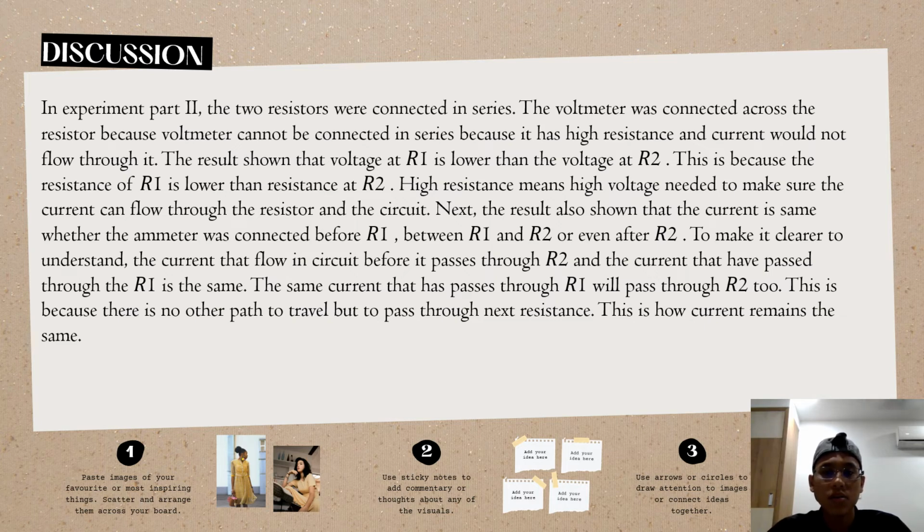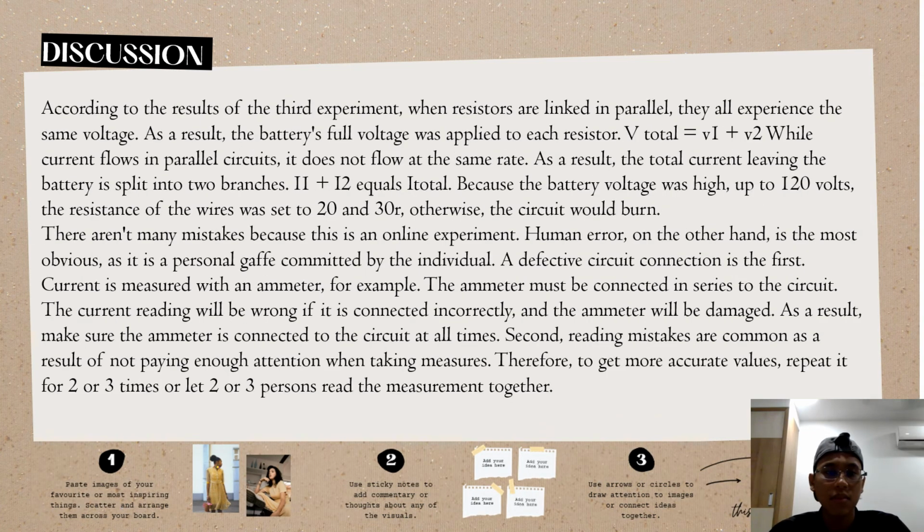Next, the result also shown that the current is same whether the ammeter was connected before R1, between R1 and R2, or even after R2. To make it clearer to understand, the current that flows in circuit before it passes through R2 and the current that has passed through the R1 is the same. The same current that has passed through R1 will pass through R2 too. This is because there is no other path to travel but to pass through next resistance. This is how current remains the same.